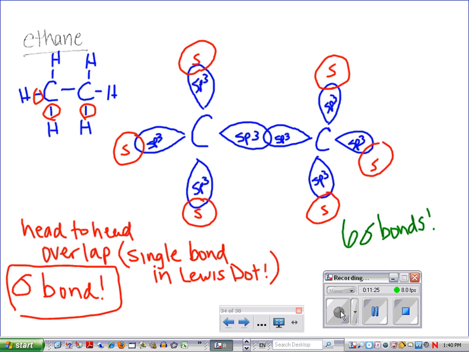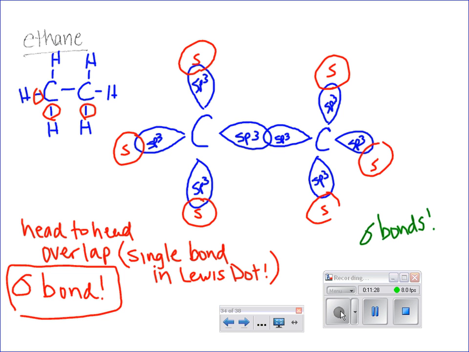So 6 is actually incorrect now that it's been brought to my attention because we have another overlap. Where is that? It's between anytime, let me repeat, any single bond in your Lewis dot structure. Look up there. There are the 6 for these. There's also one here. So those are all sigma bonds. So there are 7 sigma bonds. Got it?